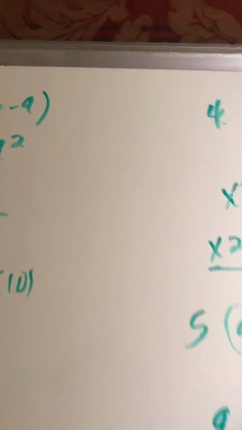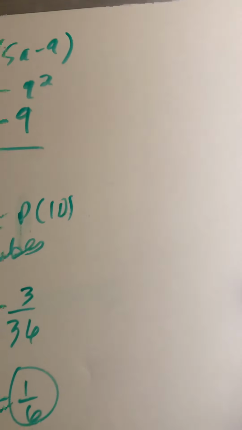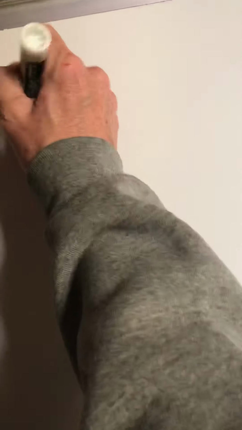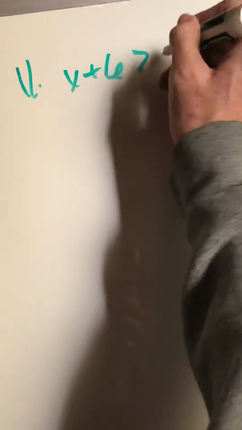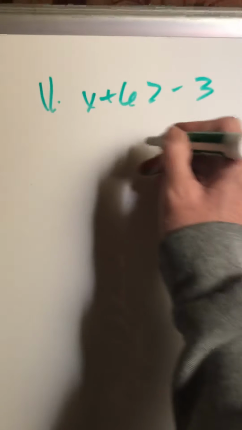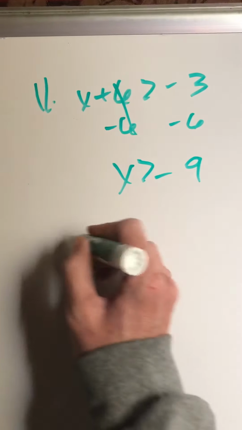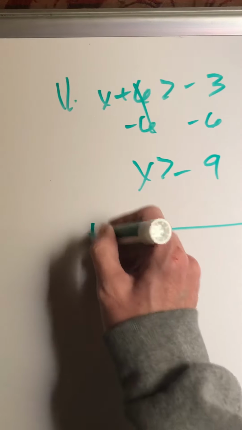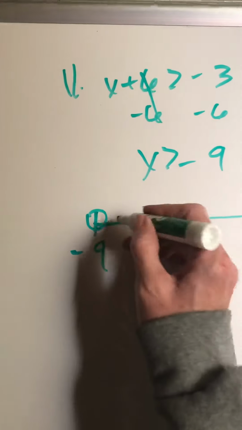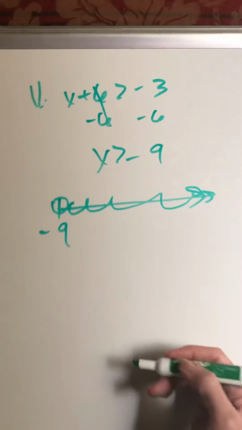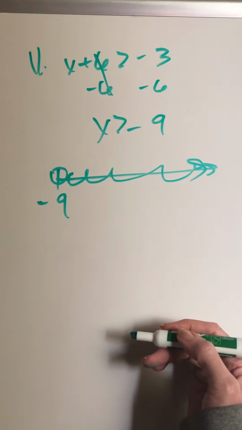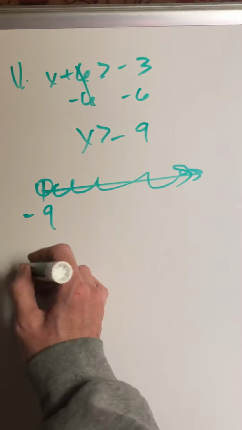Then number 11 is just an easy inequality to solve. So you've got x plus 6 greater than -3. You're supposed to solve and graph. Some of you forgot to graph on the last test. So you got a -9 open circle, and it's shaded to the right. So that's what 11 is. That's how you show the work. So make sure you show the work correctly.